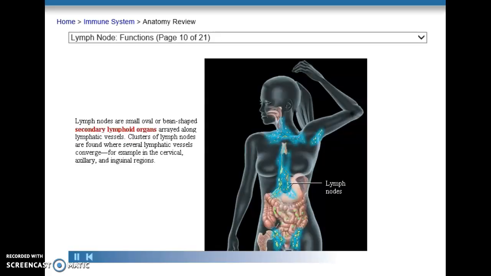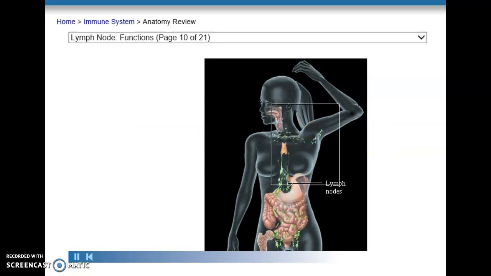The lymph nodes are small, oval, or bean-shaped secondary lymphoid organs embedded in connective tissue and arrayed along lymphatic vessels. Clusters of lymph nodes are found where several lymphatic vessels converge, for example in the cervical, axillary, and inguinal regions. Click the lymph nodes in the axilla, or armpit, for a closer view.